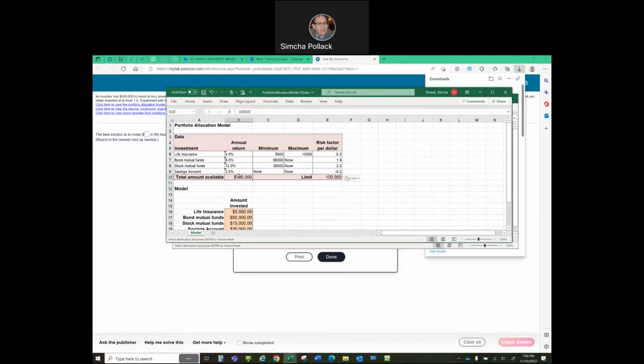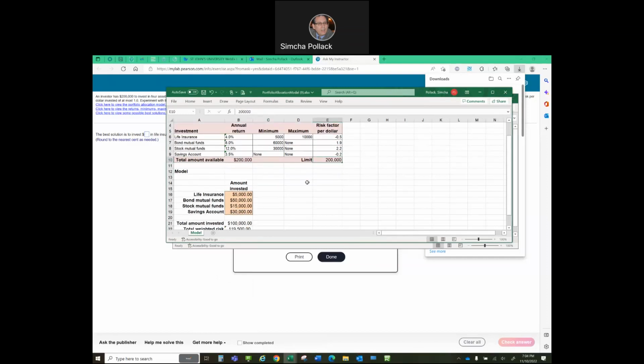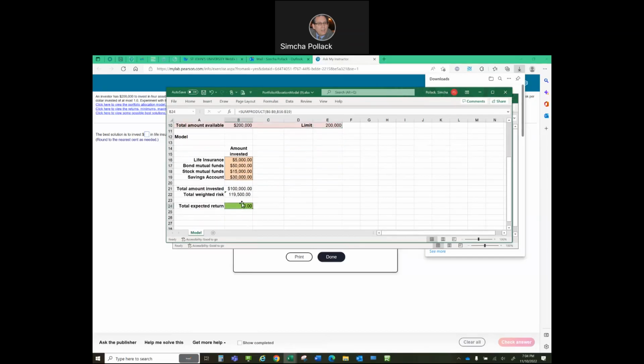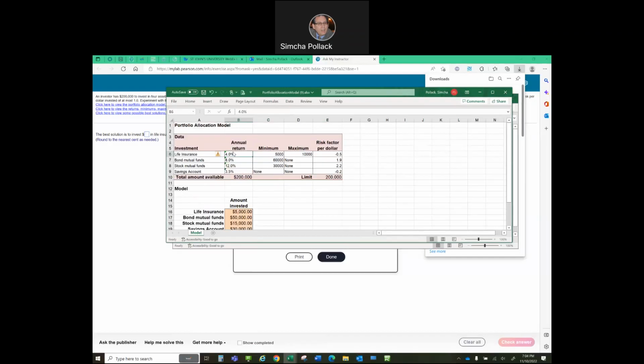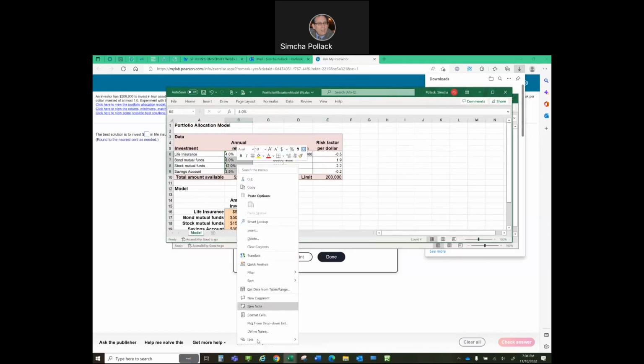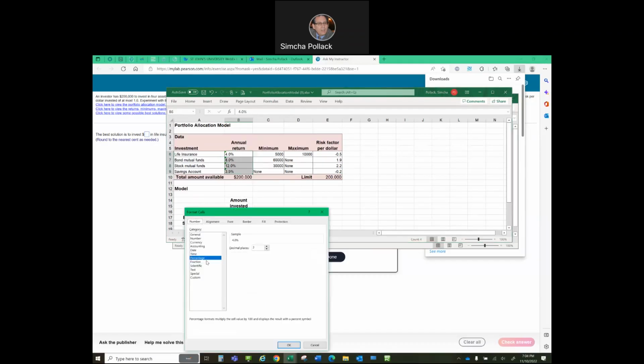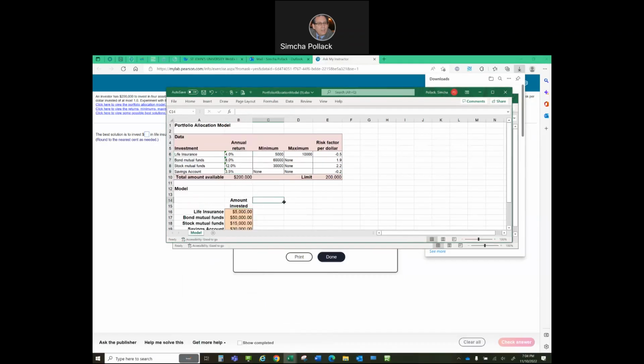Except in this particular example, we're given $200,000 to work with, and the limit is also one unit per dollar, so it's 200,000 points of risk. Okay, this is where I've been getting a problem. Let's go back here and see if this is in fact percentages. Let's see the format. It's supposed to be percentages. Here's percentages. Okay. All right, back to the drawing board.